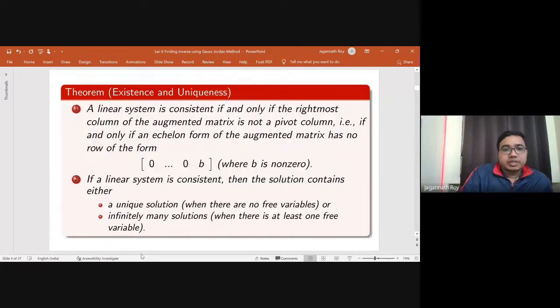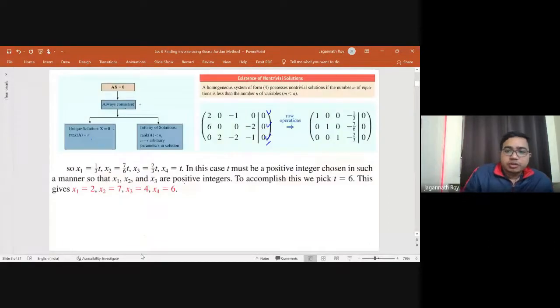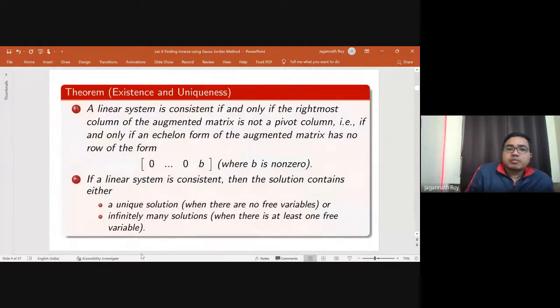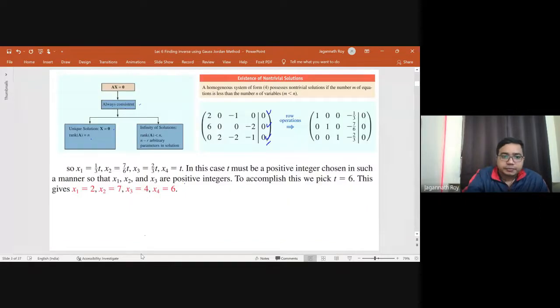Now there is a beautiful application of this Gauss Jordan method, finding the inverse. Just to recall, this theorem, which is easy to remember, tells the existence of a unique solution and the no solution case. A linear system is said to be consistent if and only if it has at least one solution. So when will it have a solution? When we have a feasible case.